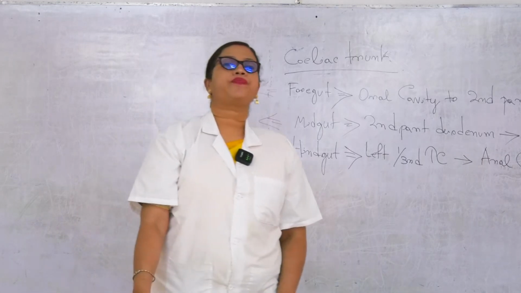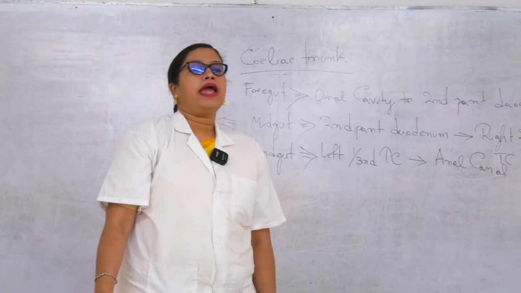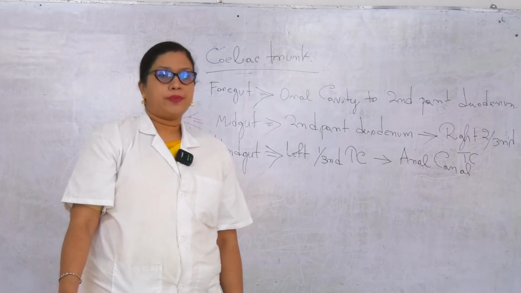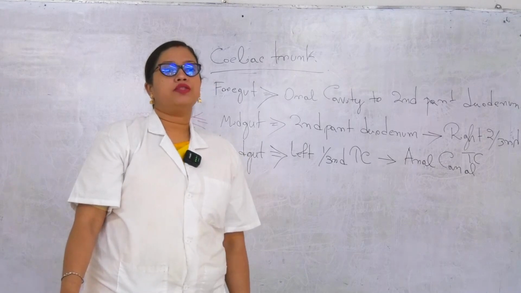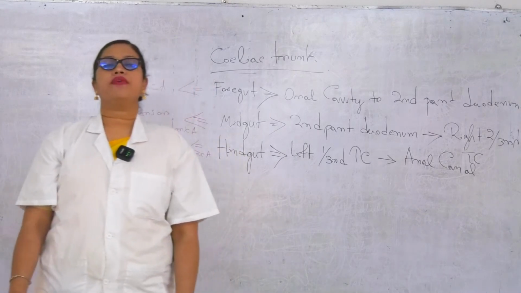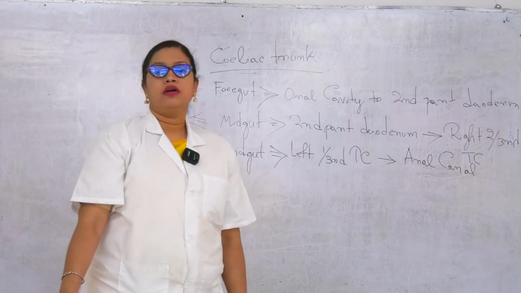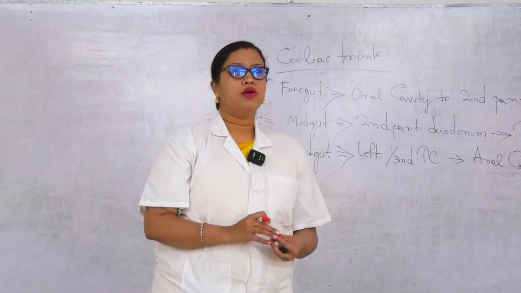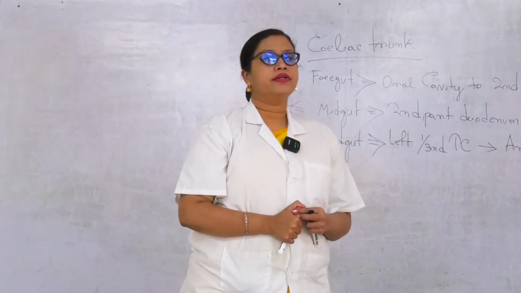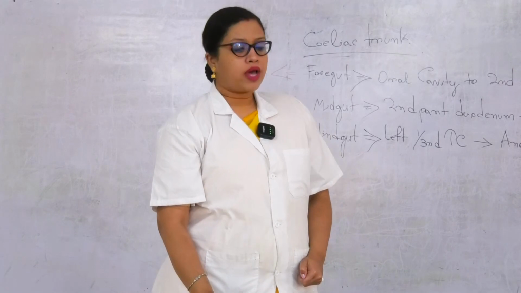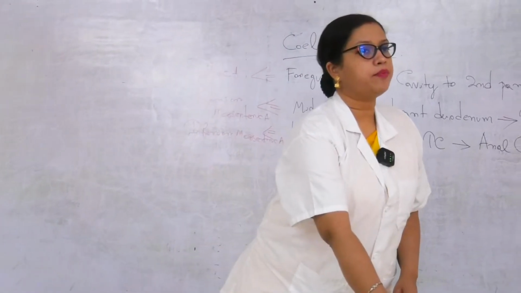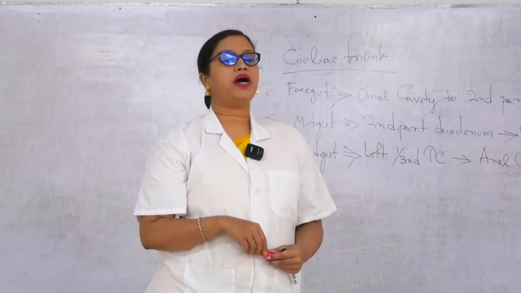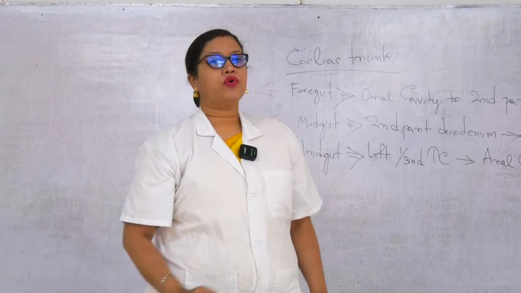This is the anterior unpaired branch coming from the abdominal aorta, which supplies the oral cavity up to the second part of duodenum. In bracket you write foregut. Okay, oral cavity to the second part of duodenum, that is the foregut.